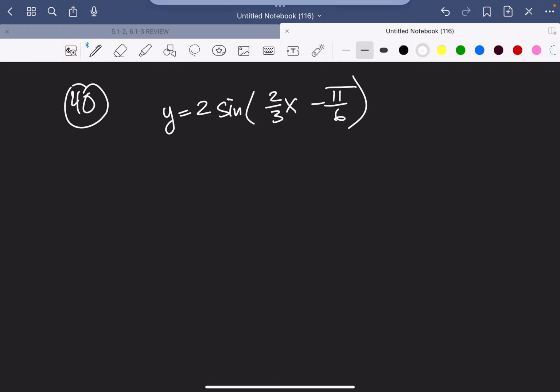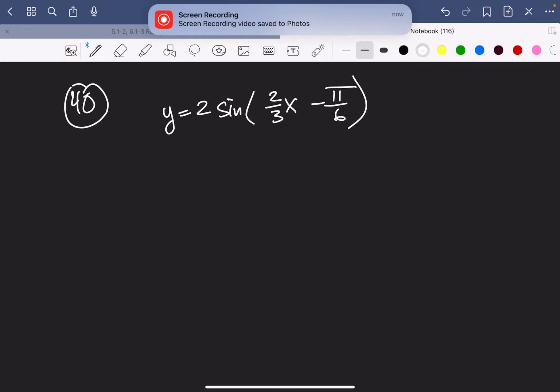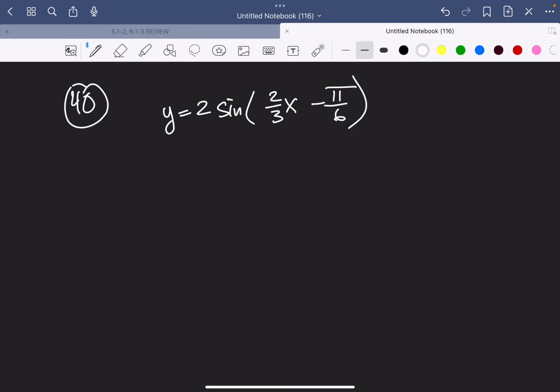Okay, let's finish this out. It's been exhausting. So if we've got 40, y is equal to 2 sine of 2/3 x minus pi over 6. That is fine. So we wanted to get it into some sort of a nice form.